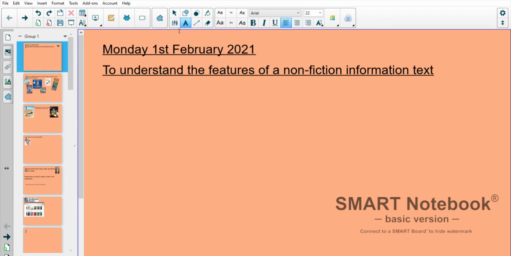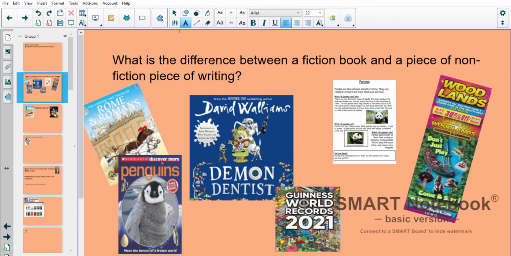Now you may remember some of the ones that we've done already this term. Let's have a little look at these pictures. Which ones are fiction and which are non-fiction? Pause the video now and make a little list.